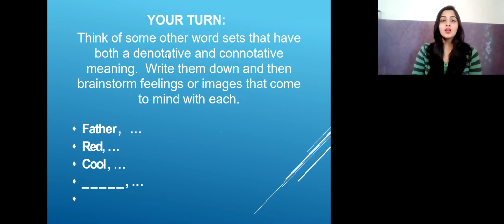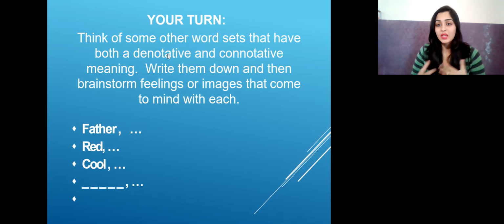Now let's see, it's your turn. Think of some other word sets that have both denotation and connotation meaning. Write them down and then brainstorm feelings or images that come to your mind with each word, such as father, red, cool. Now, for some person, a father may be only a person who protects you, or who fulfills your needs and necessities by money or by finance, right? But another person requires his father not only for money, but for the right affection and love that he's grown with him, so that will be different.